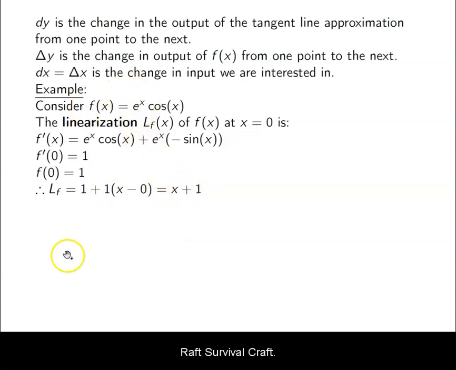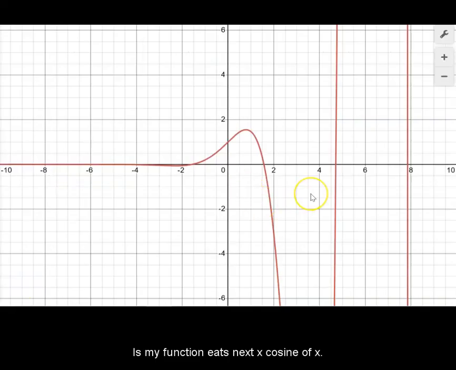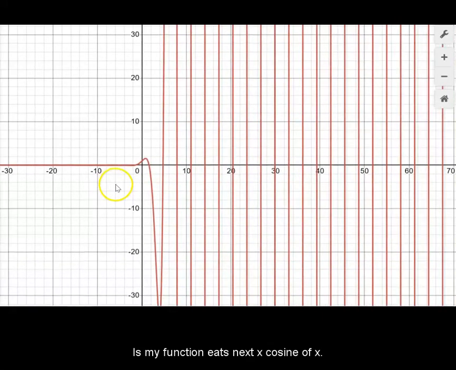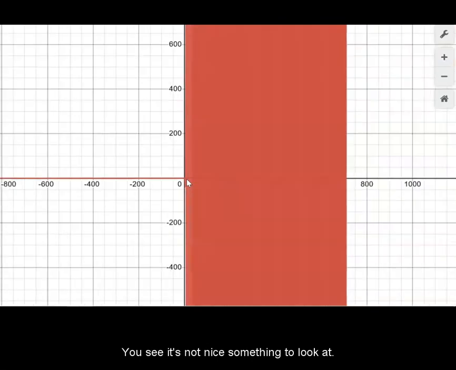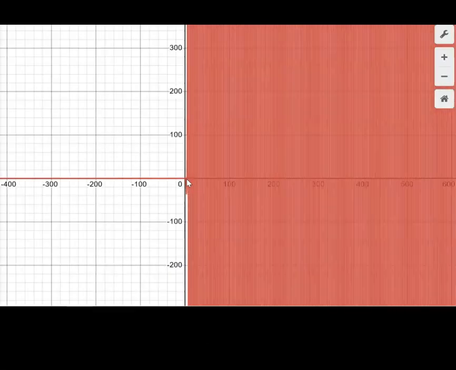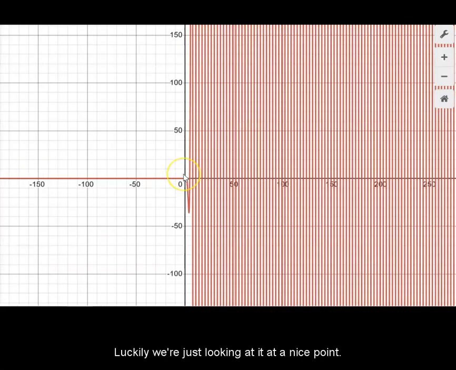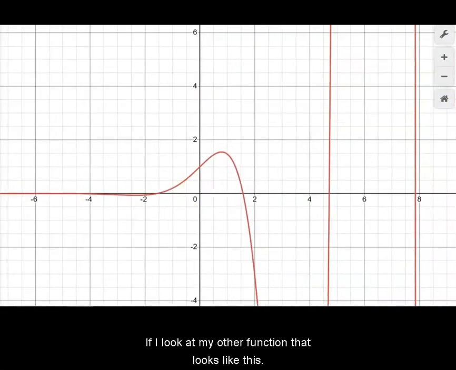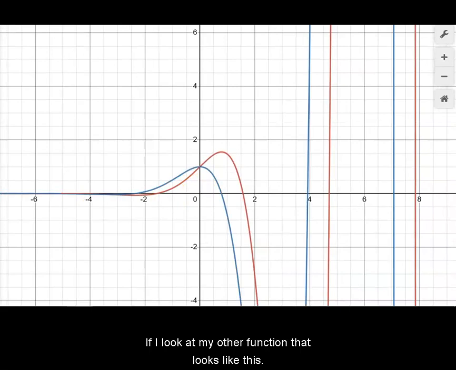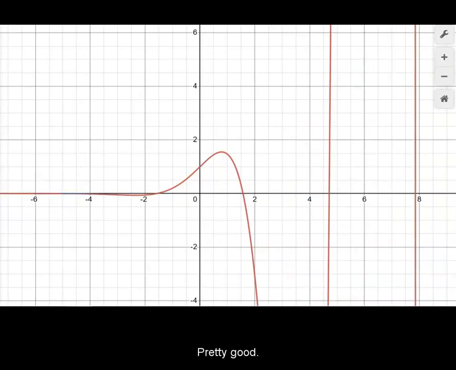We'll graph the function and its linearization at 0. So here's my function, e to the x times cosine of x. As you can see, it's not the nicest function to look at, but luckily we're just looking at it at a nice point. And if I look at my derivative function, it looks like this. Although I don't need the derivative, I just need the tangent line at x equals 0.